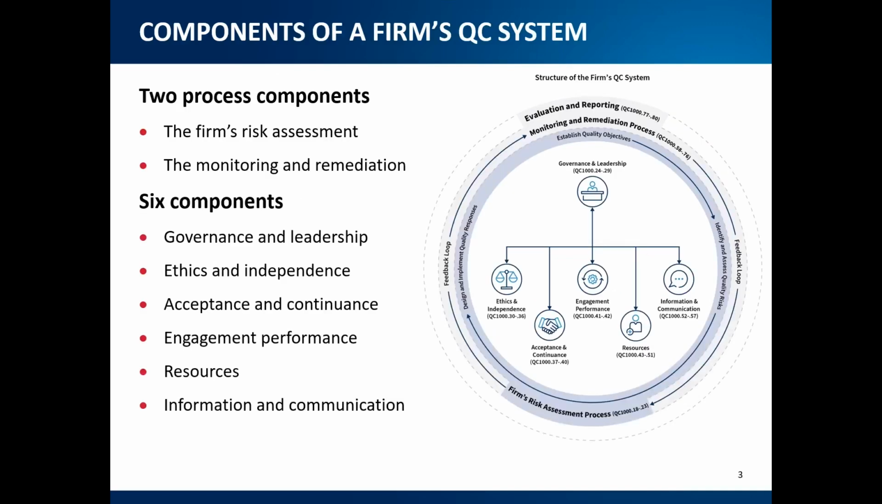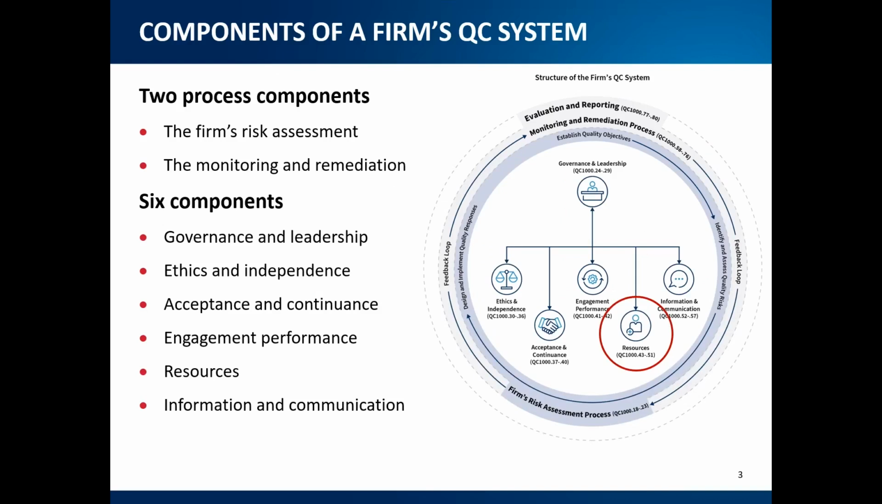In our staff presentation on a firm system of quality control, an overview of QC 1000, we briefly covered 8 integrated components of the firm's QC system that are required to be included in a firm's design of its QC system. These components are consistent with other quality management standards and are presented on the slide. Today, we will be talking about the resources component, the component circled on the chart in red.